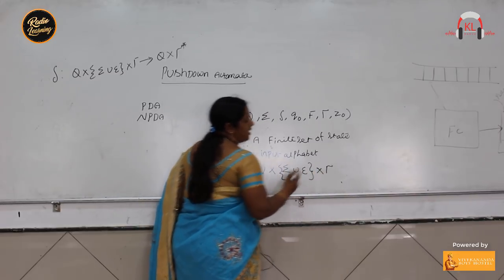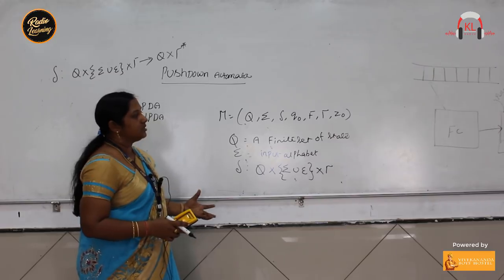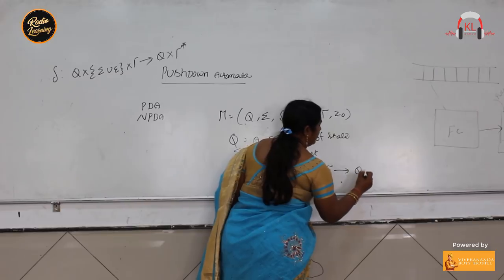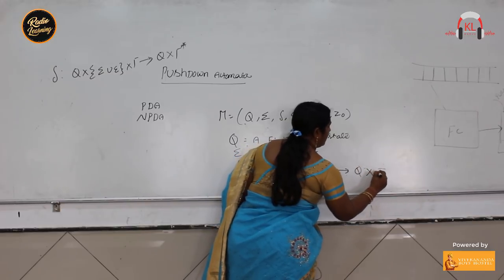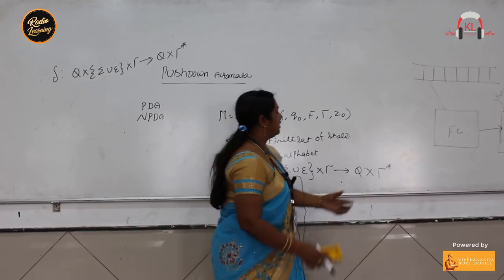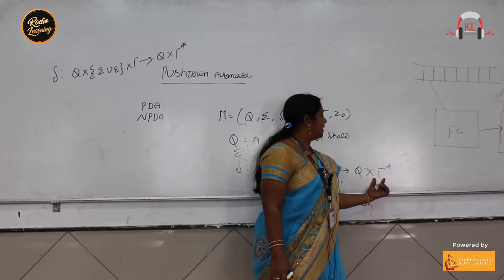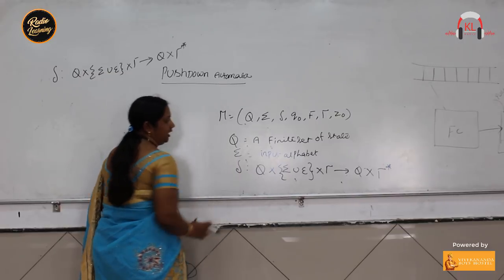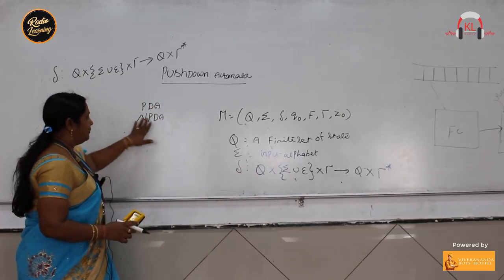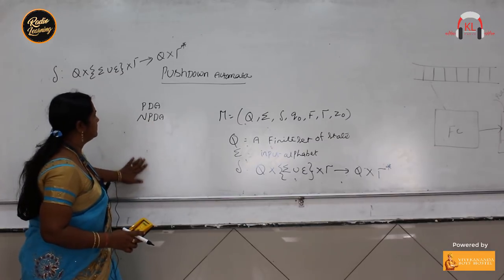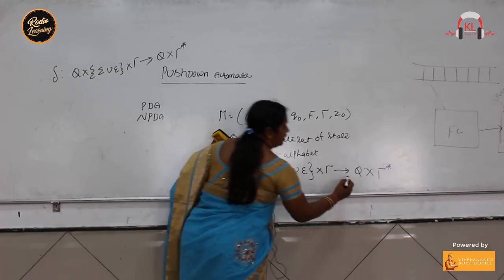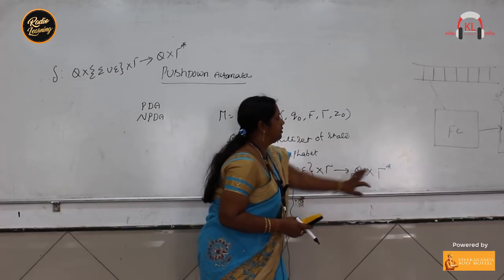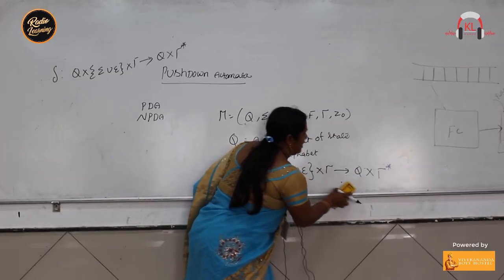Here tau indicates the stack symbol, that is, the stack symbols that exist in my stack. Then, it implies Q into tau star. Why am I writing tau star here? It indicates the operations I performed. This transition function is for PDA, and there is one small difference for NPDA: whenever you write 2 power Q into tau star, it becomes NPDA.